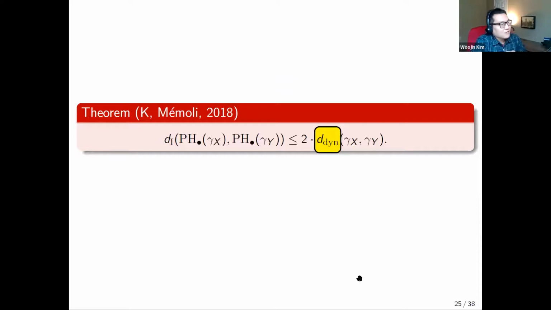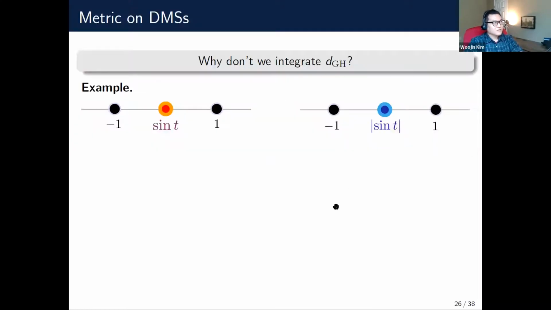Okay, so now let's move on to the definition of distance between dynamic metric spaces. One very natural metric we can imagine is the integration of the Gromov-Hausdorff distance across the timeline. However, that metric is not always discriminating enough. We are going to see that from this example. So let's imagine two dynamic metric spaces. Both of them consist of 3 points. And here is the first one.